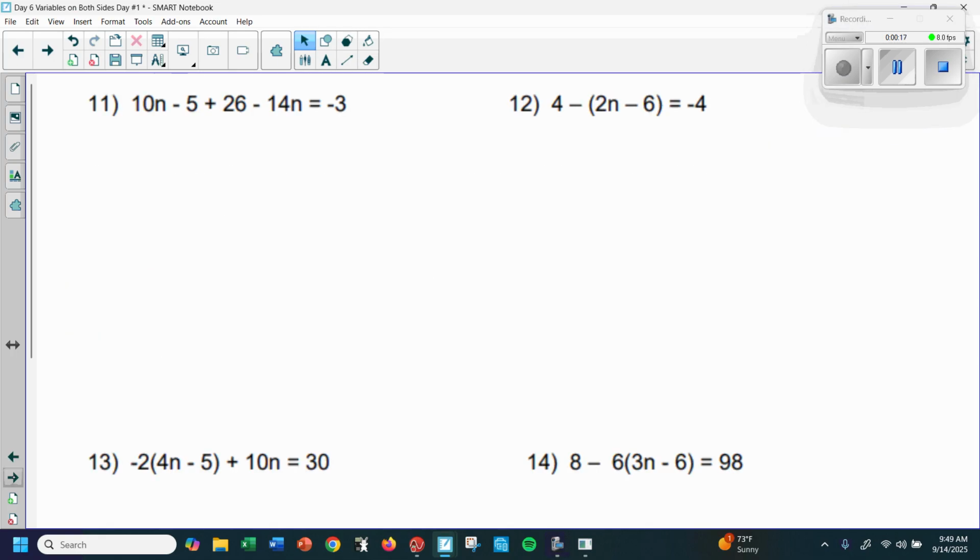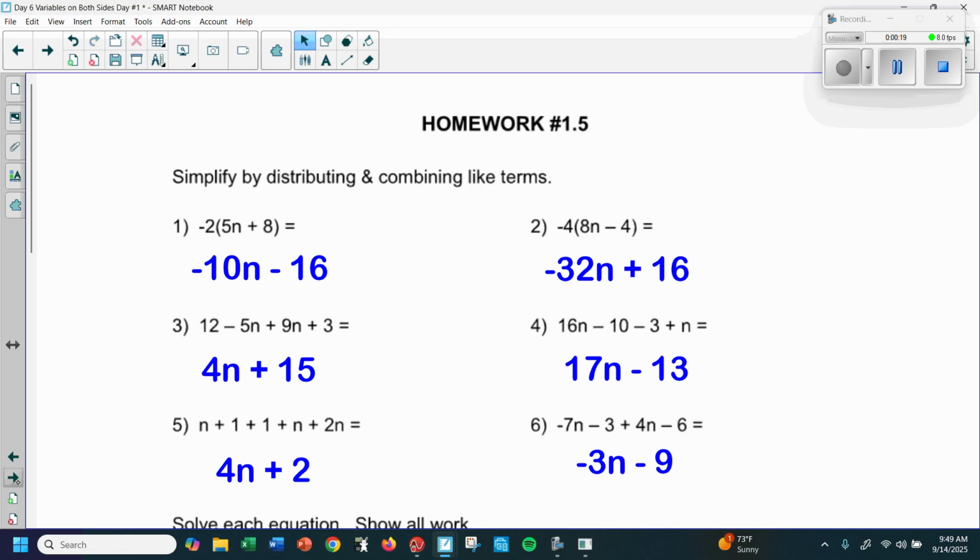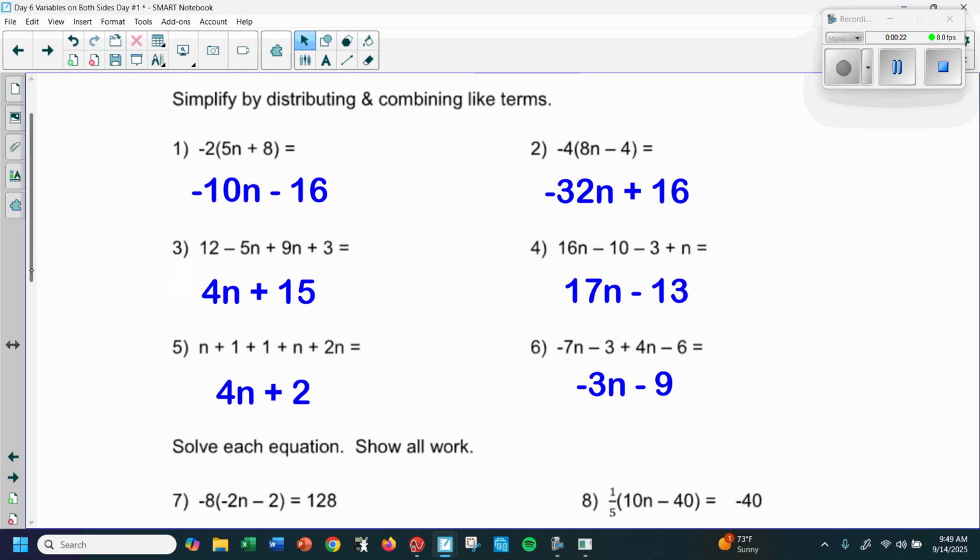Also, remember, you can pause the video anytime you want. So if you want to look at the homework answers, just pause the video and check your answers that way.